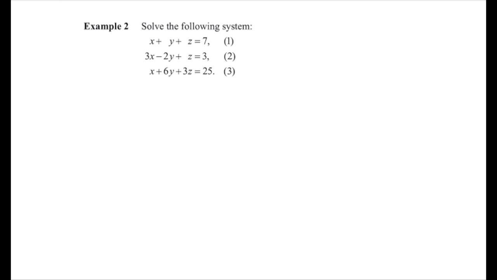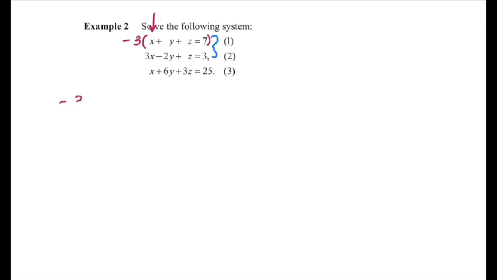I have x plus y plus z is 7, and 3x minus 2y plus z is 3, and x plus 6y plus 3z is 25. I'm going to tackle eliminating my x variable, and I'm going to look at my first two equations. Looking at my first two equations, it appears that I only need to multiply the first equation by -3, such that when I add them together, my x variable will disappear.